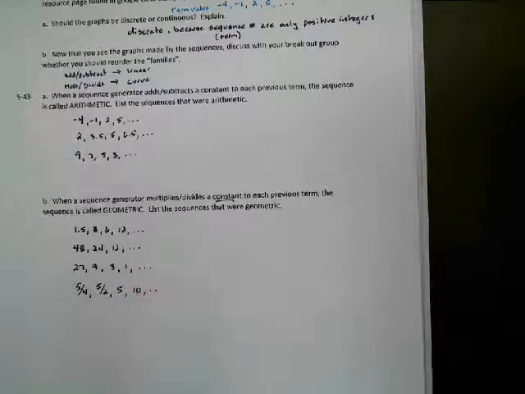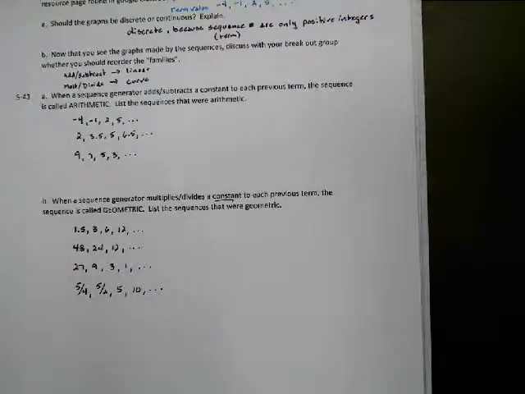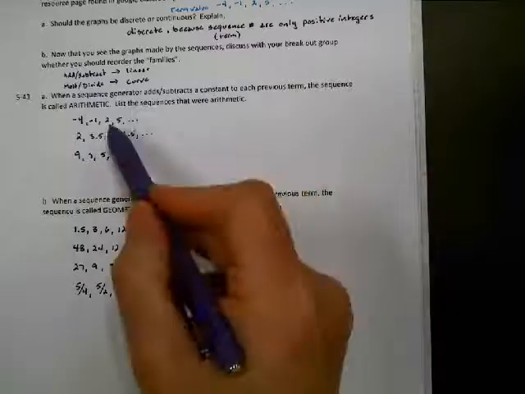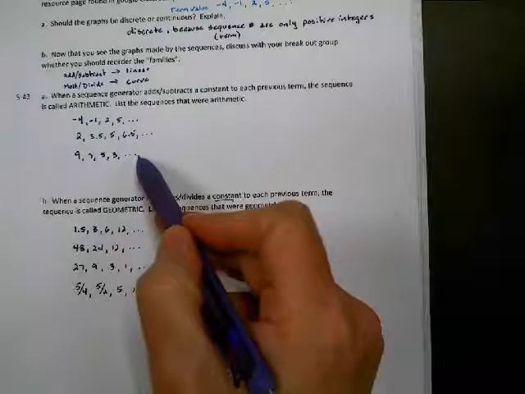So, arithmetic, we're adding or subtracting each time. Geometric, we're multiplying each time to get to the next number.